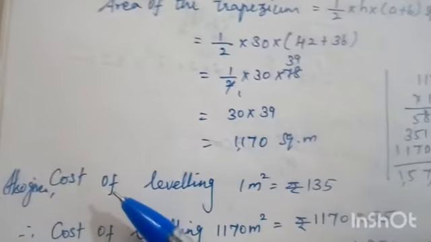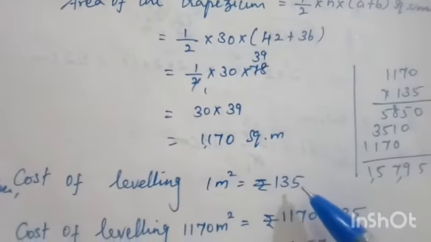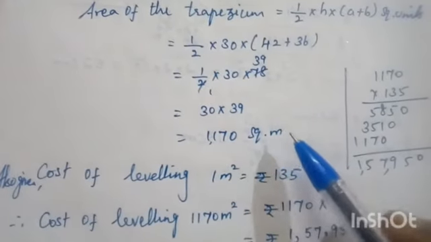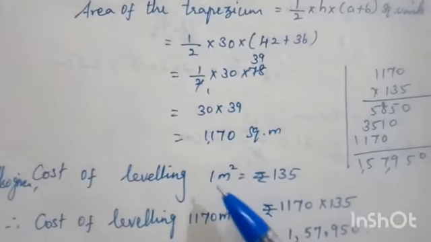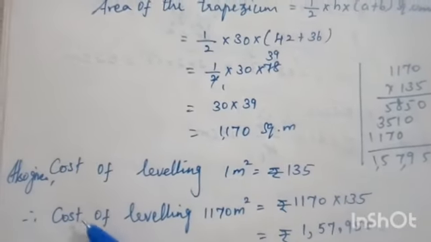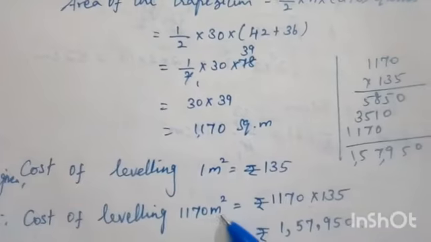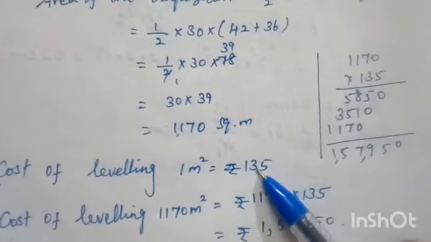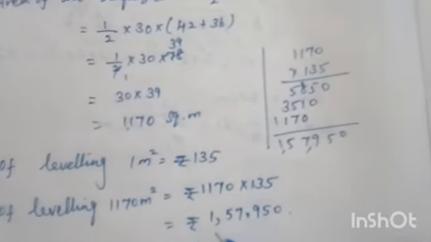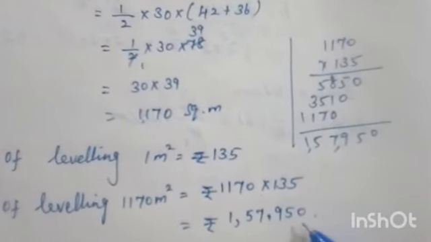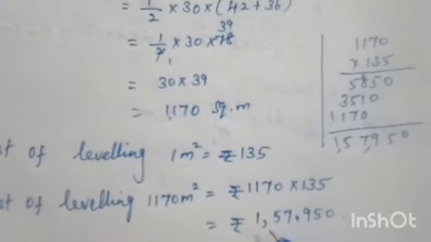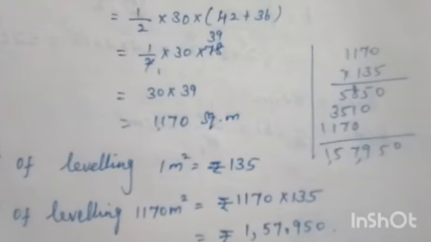Also given, the cost of leveling 1 meter square equals rupees 135. We found the area is 1170 square meter, and square meter or meter square both have the same meaning. Therefore the cost of leveling 1170 meter square is this area multiplied with the amount 135. So you make a normal multiplication and you get 1,57,950. So the cost of leveling 1170 meter square equals rupees 1,57,950.